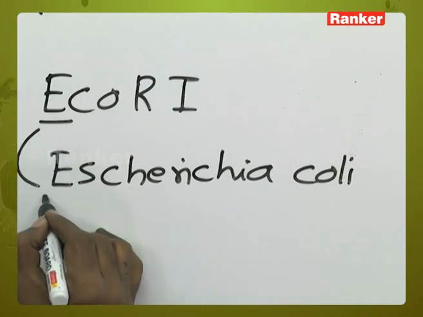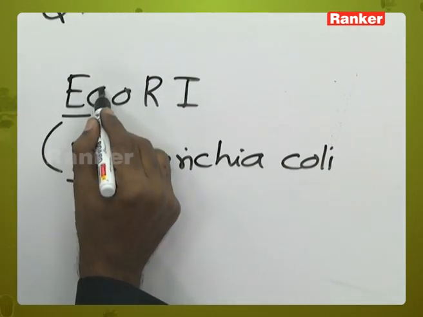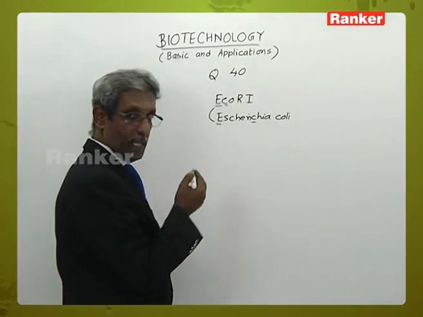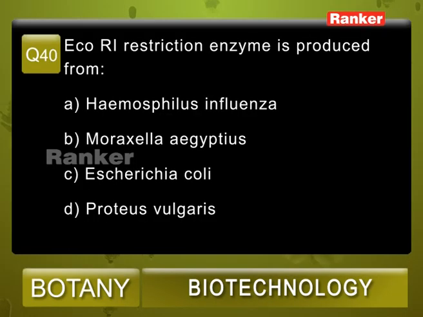E stands for Escherichia and C, small c, stands for coli. So, it is a restriction enzyme number 1 and it is derived from E. coli. The answer is C.